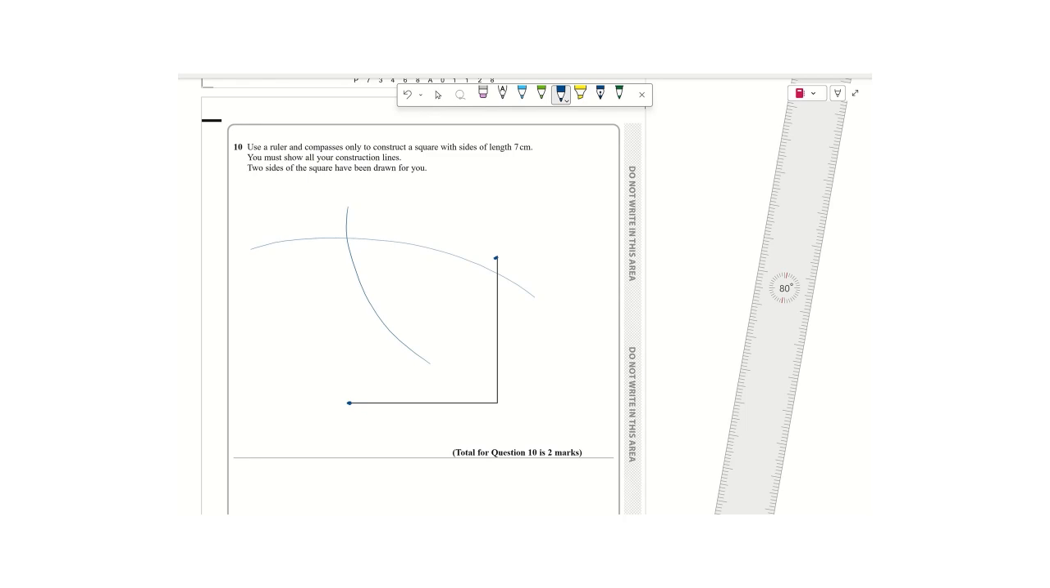And where they meet, if you've done it properly, obviously I haven't because you can see that mine don't line up, but you should then find that point joins to the two parts of your square that you've already got and makes you a nice square. So it's your compass at 7 centimetres and an arc from both points, and then join where they cross to each end.